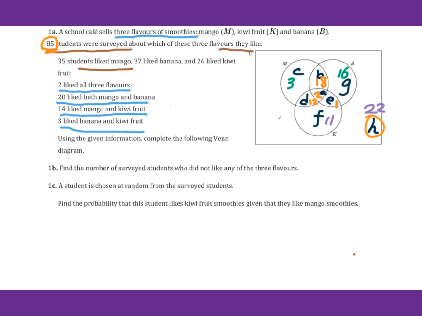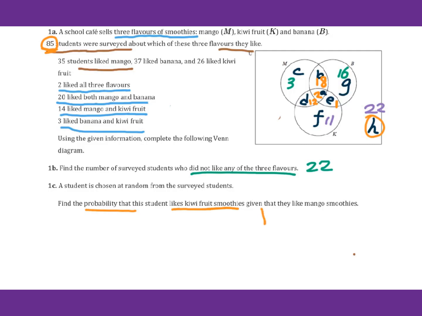Now let's go to 1B. Find the number of survey students who didn't like any of these 3 flavors. That's 22. 1C. A student is chosen at random from the survey students. Find the probability that these students like kiwi fruit smoothies, given that they like mango smoothies.